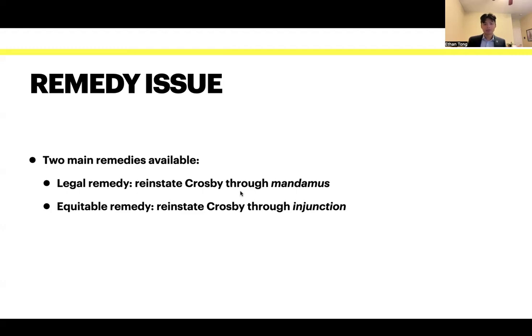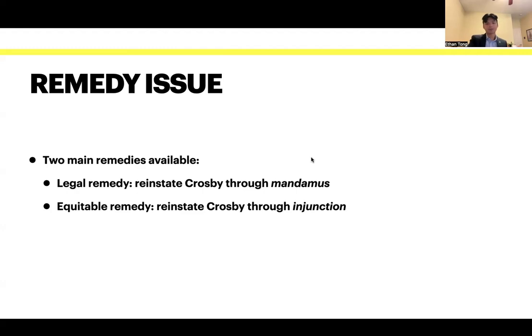The equitable remedy is to reinstate Crosby through an injunction. We'll see the difference between these 2 on the next slide, but in general, an injunction is to prohibit the president from firing him, and a mandamus is to order the president to reinstate him. Either way, they have very similar outcomes.